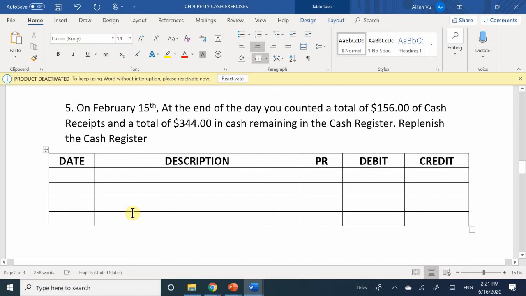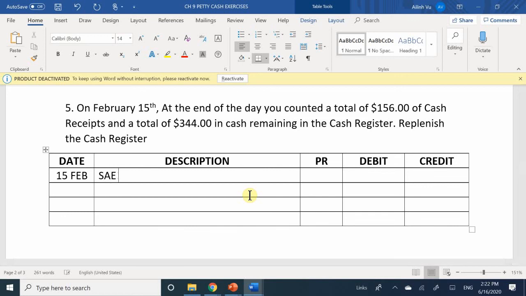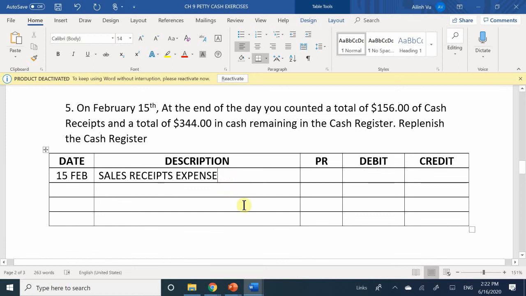Sales receipts for 156. Exactly. Debit. And checking for the same price, 156. Credit. So here I'm going to debit my sales receipts. I don't know, you can make it an expense. Actually, no, I'm not going to make it an expense. I'm just going to make it sales receipts.